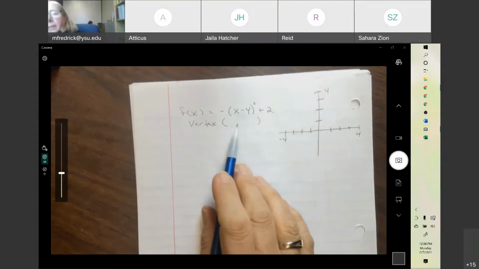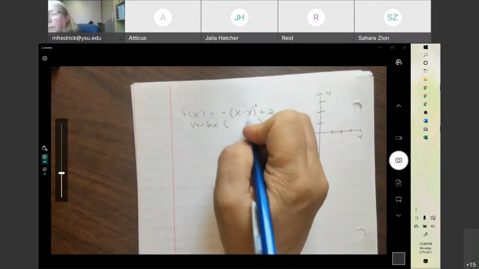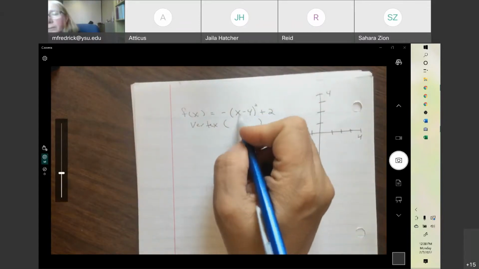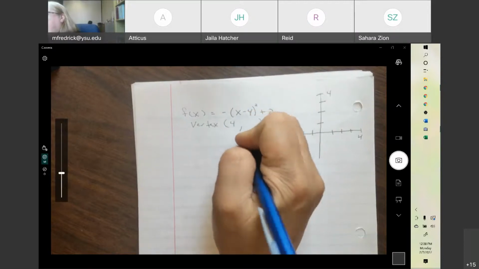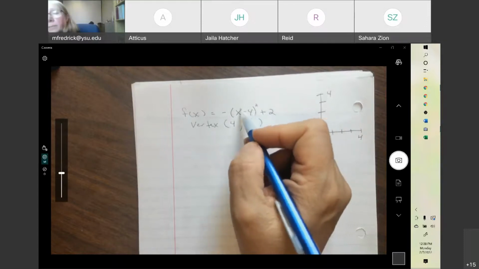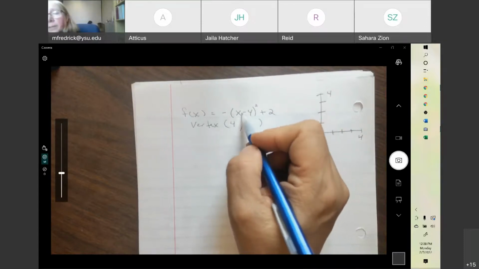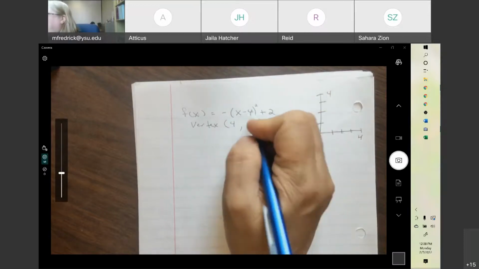What is the vertex? Anyone? Four and two. Because we use the opposite sign here because it's inside with the x. If you remember shifting graphs from previous classes, this goes opposite, right or left, opposite of the sign, and this goes the same sign. And that's the same reason, opposite and same.